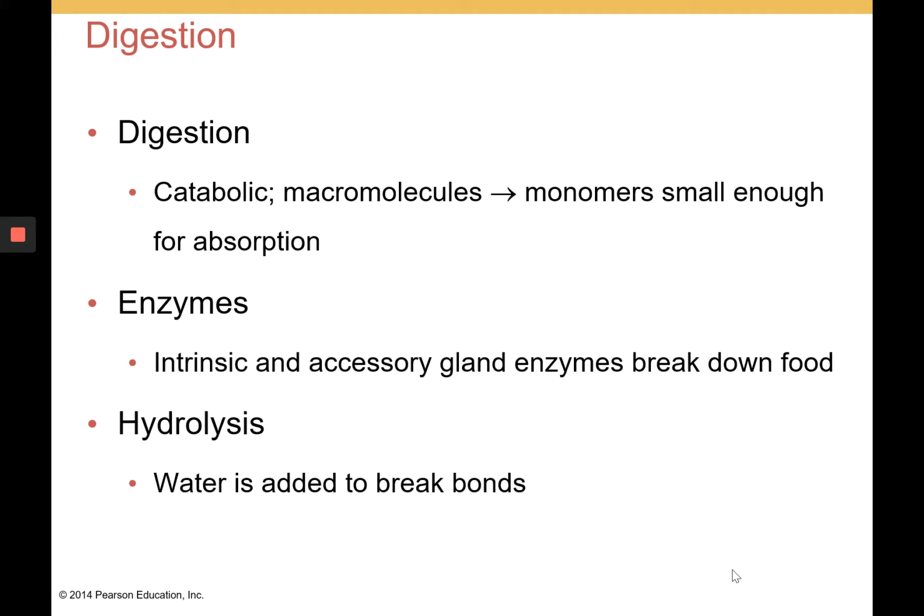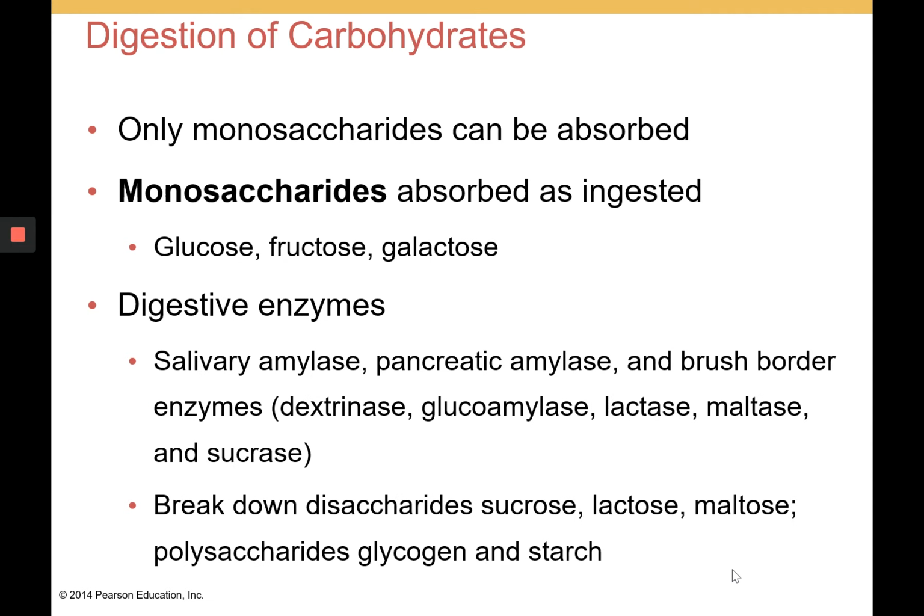Chemical digestion in the entire GI tract involves the use of catabolic reactions that break macromolecules down into monomers. Monomers, or small subunits, are small enough for absorption. We're also going to use enzymes, and we're going to use hydrolysis, or water, to break bonds. We'll break down carbohydrates to monosaccharides, and enzymes we'll use to do so include salivary amylase, pancreatic amylase, and brush border enzymes. They'll break down polysaccharides to oligosaccharides, and then oligosaccharides to disaccharides, and then finally disaccharides to the monomer monosaccharides.